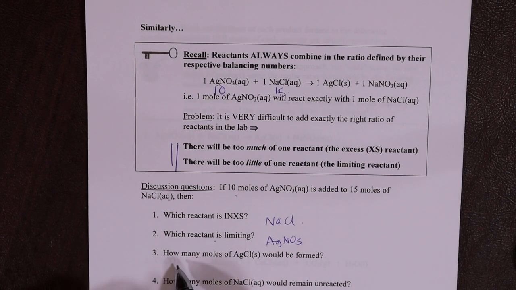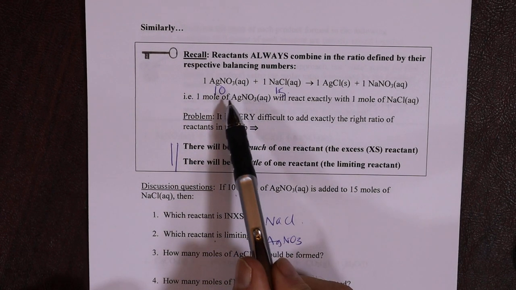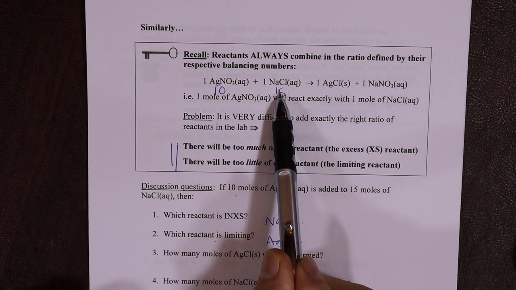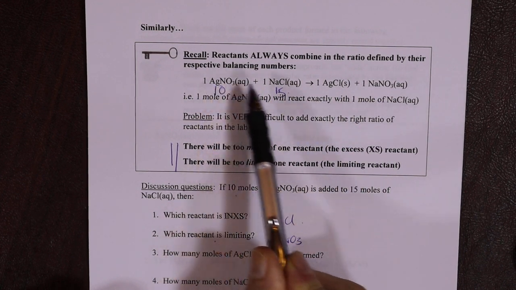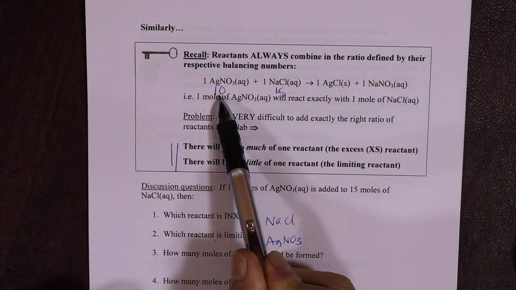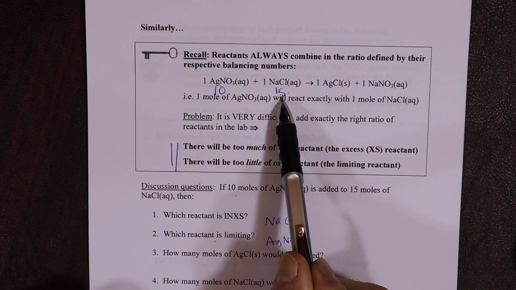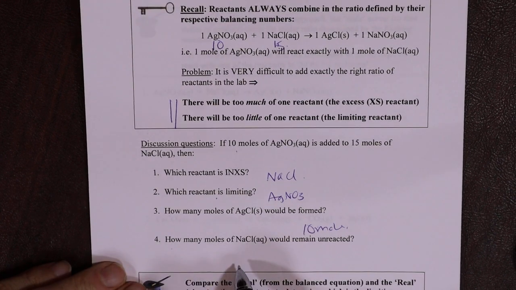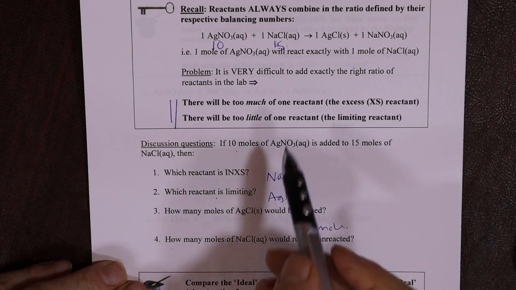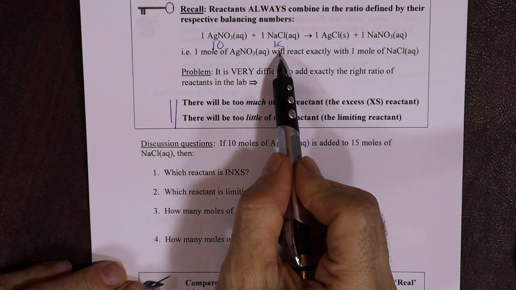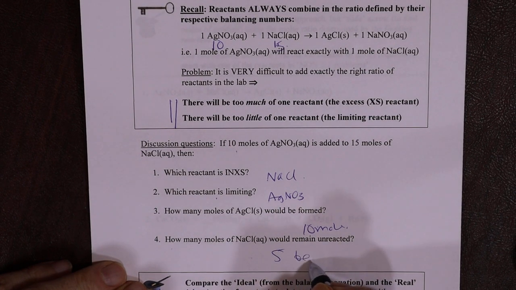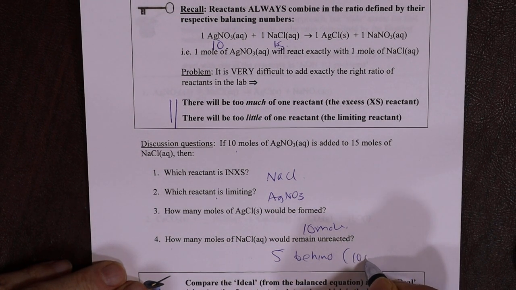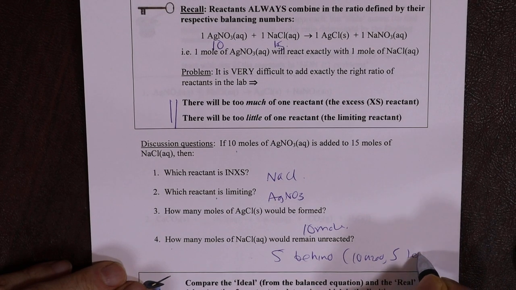How many moles of AgCl would be formed? Now think about the sandwiches, right? 10 would react with 10 to make 10 and 10, because 1 reacts with 1 to make 1 and 1. 10 would react with 10 and leave 5 behind. As we just mentioned, how many moles of NaCl would remain unreacted? Well, 10 reacts with 10 from the 15 to leave 5 behind. So 10 used, 5 left.